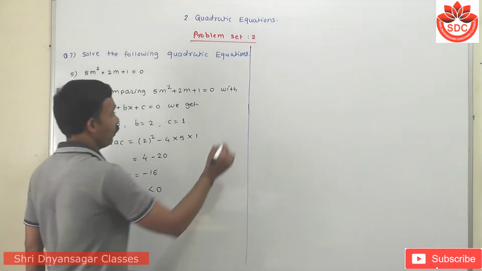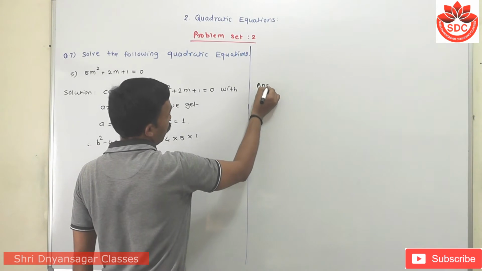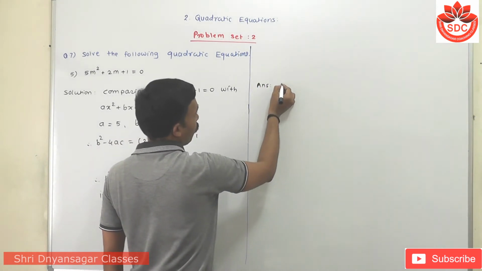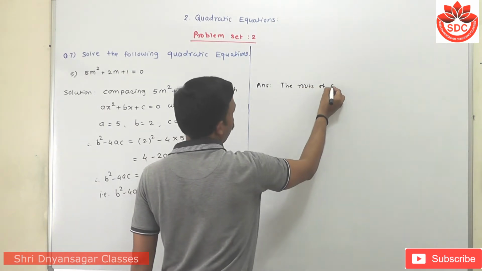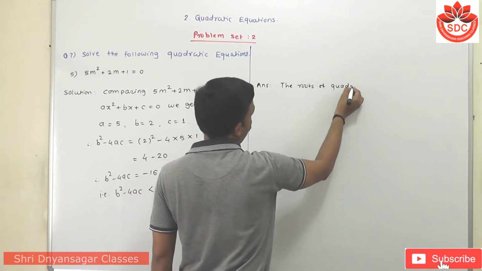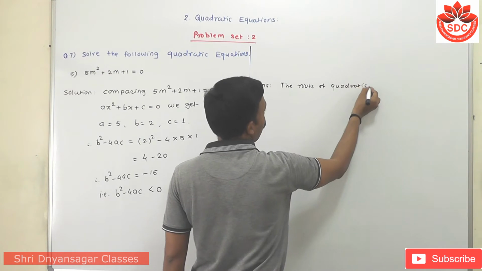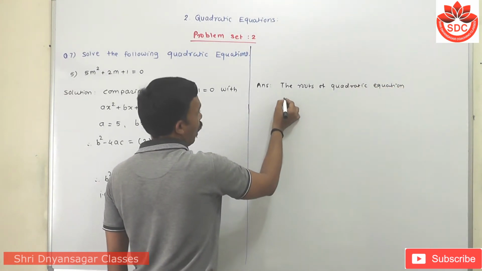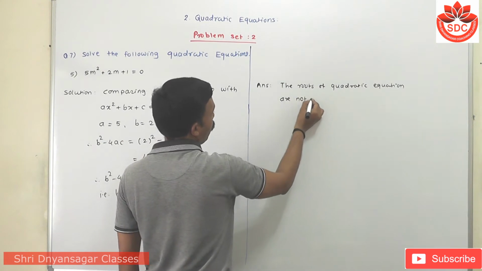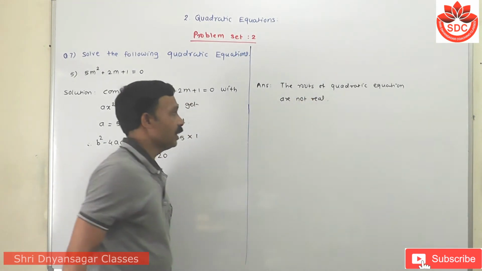So the answer in a full sentence: the roots of the quadratic equation are not real. Can you understand this?